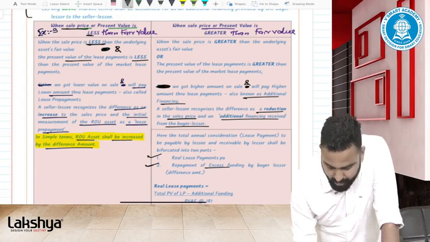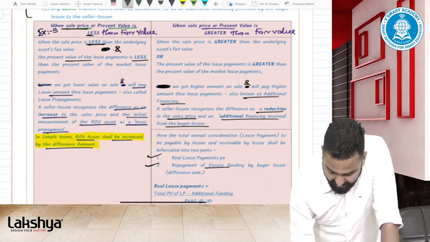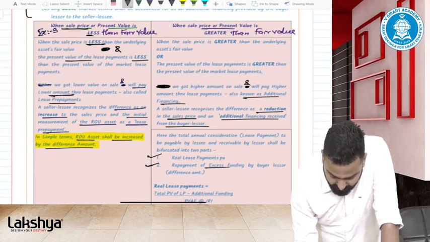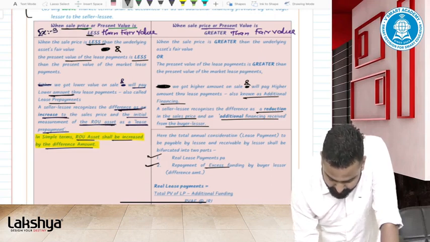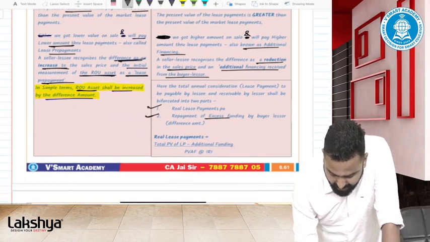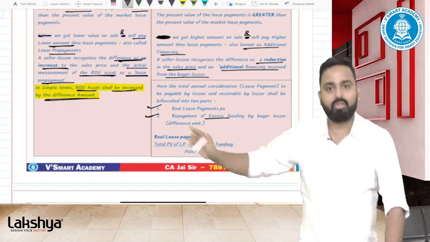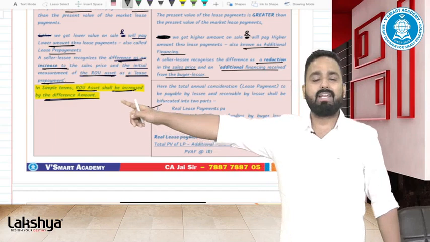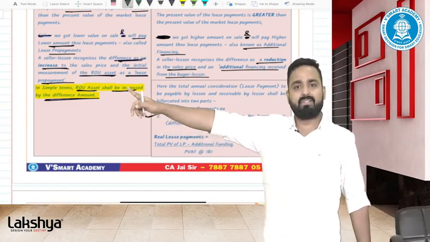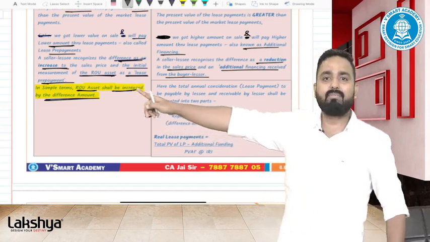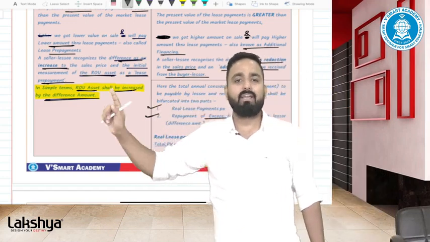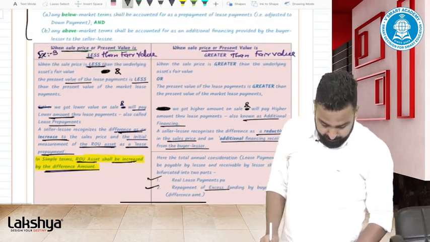We got a lower value on sale, and will pay a lower amount through lease payment, also called lease prepayments. A seller-lessee recognizes the difference as an increase to the sale price and the initial measurement of the ROU asset as a lease prepayment. In simple terms, the ROU asset shall be increased by the difference amount. Example number 3: the difference amount of 2 lakh shall be added to the ROU asset.